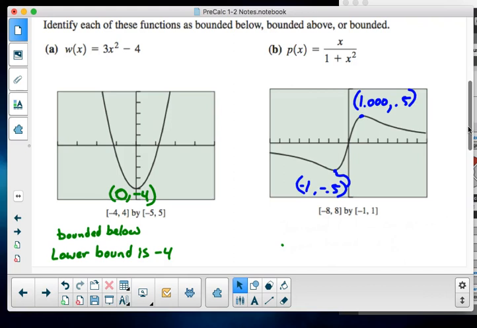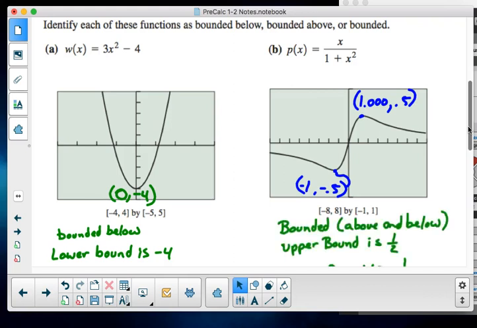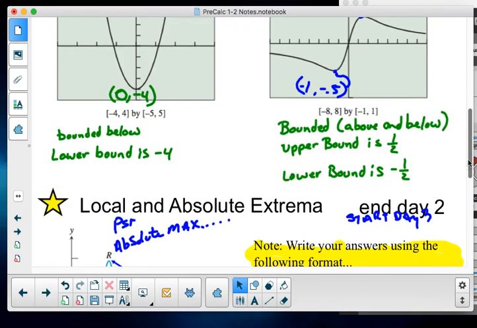But here, because I've got this up and down, this function is bounded above and below, upper bound is 1/2, lower bound is -1/2. Now, I've talked about my maxima and minima, locally and absolute, in these. But when we actually are asked to find them, I have a format I want you to start using.